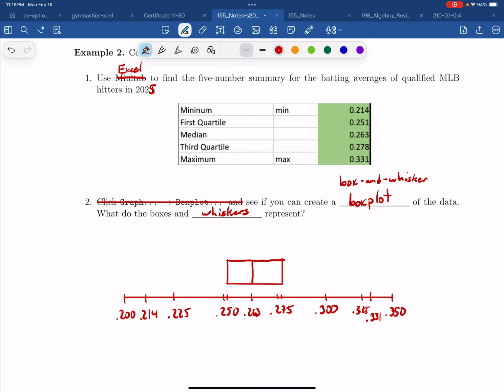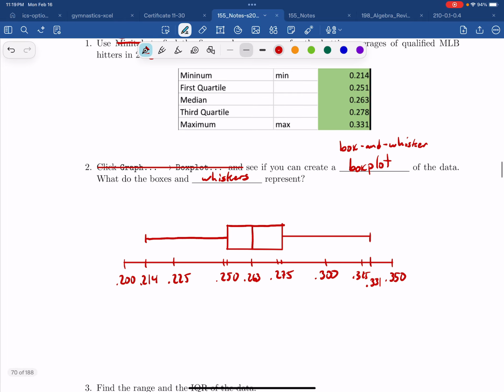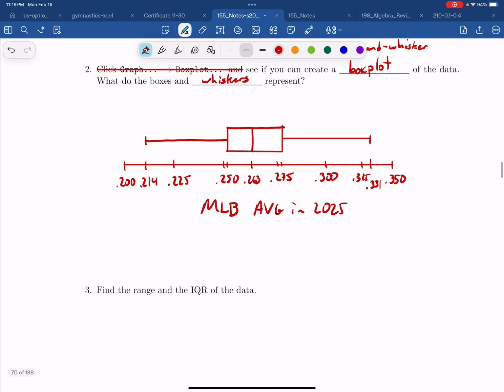We also make a note of our min and our max. And what we're going to do is draw little lines right here. And we're going to draw these big whiskers connecting our box to these min and max values. Okay? This is our box and whisker plot. And maybe we should label our axis, right? MLB batting average in 2025.